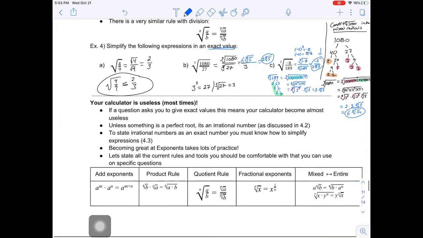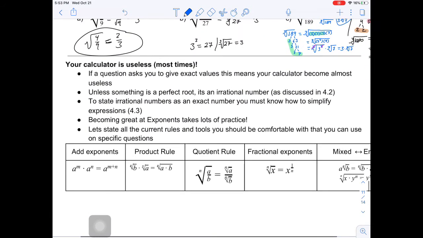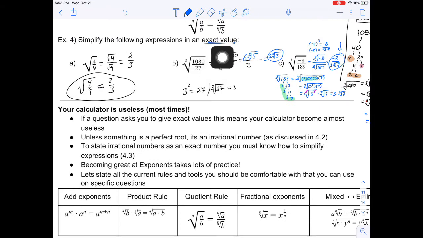So we've learned a lot so far, as you can hopefully see. And what we've also learned is your calculator is useless most of the time. It's good at checking solutions if you know how to use it, but at the end of the day, to find an exact value, your calculator doesn't help quite a bit. So if a question asks you to give exact solutions, this means your calculator becomes almost useless. Again, does it help a little bit? Yes, but your calculator would never be able to make this into this. You've got to use your brain for that, which is pretty awesome.